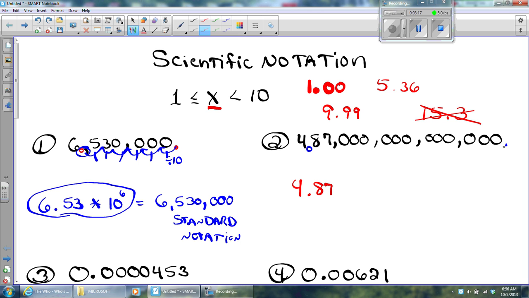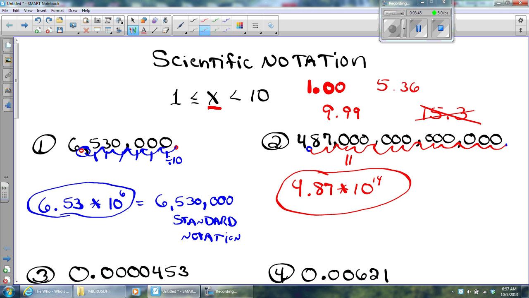Well, all that division, look, I divided by 10 over and over again. I'm going to have to multiply by some power of 10. Well, I got 3, 6, 9, 12, 13, 14. So these two numbers are equivalent to each other. This one is in scientific notation.